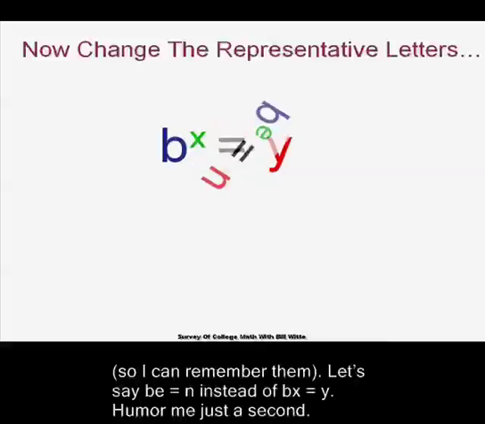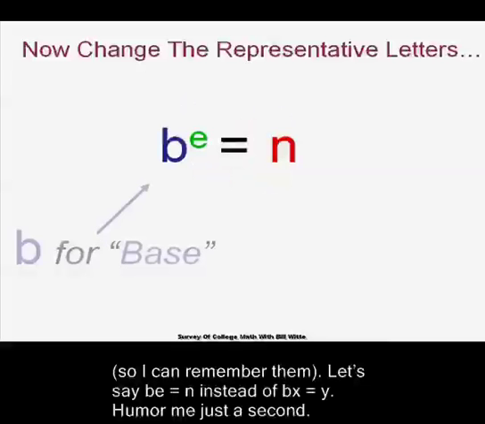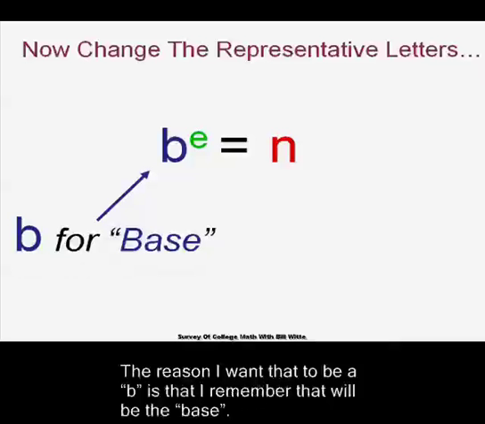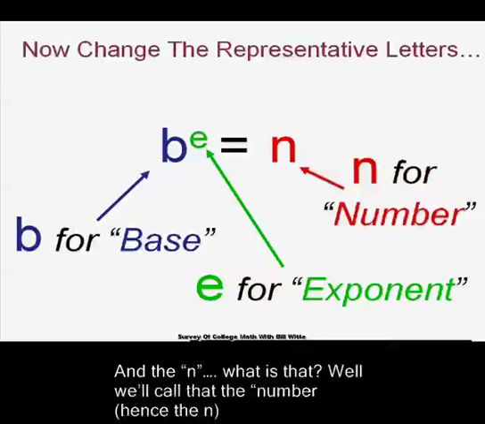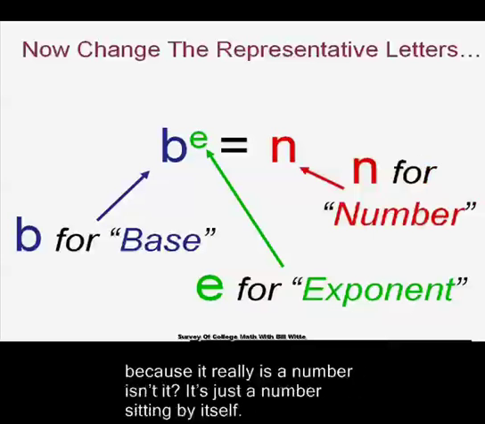I'm going to say b to the e equals n instead of b to the x equals y. Humor me. Just a second. The reason I wanted that to be a b is because I remember that it'll be the base. Isn't that the base? And the reason I wanted that to be an e is that it's the exponent. And the n, what is that? Well, I call that the number, because it really is a number. It's just a number sitting by itself.